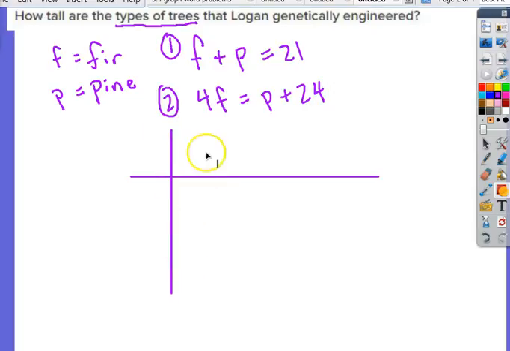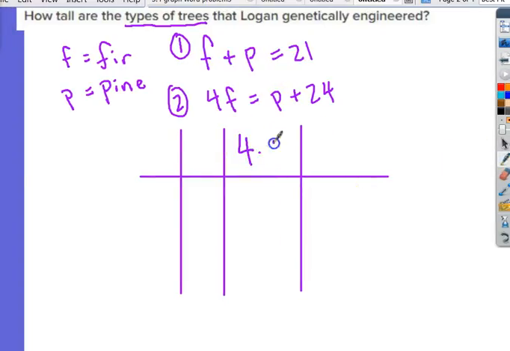So I'm going to guess fir trees and pine trees in a way that they add up to 21. And then my two conditions: 4 fir trees stacked on each other should be 24 taller than a single pine tree. So let's start guessing for fir and pine. I happen to have some students in here so they can guess. I need somebody to tell me 2 numbers that add up to 21. Your choice.